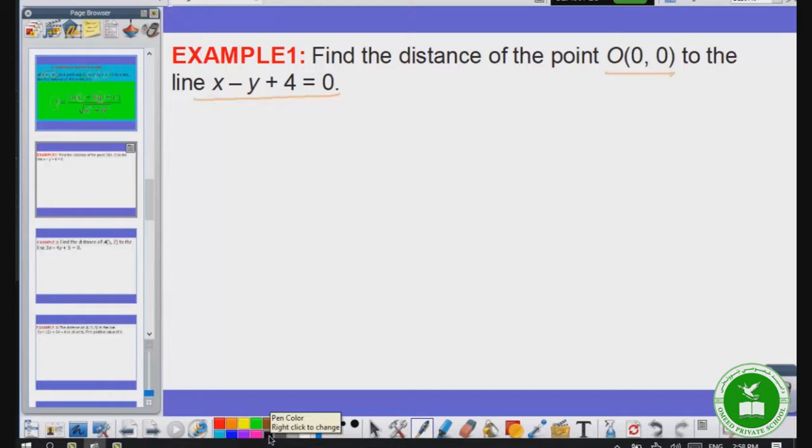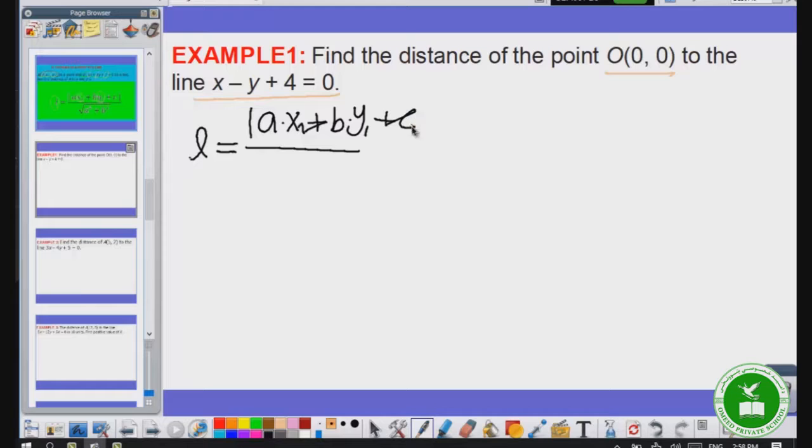Okay, we use that simple formula we just discussed. The formula was: distance is equal to the absolute value of A times x1 plus B times y1 plus C, divided by the square root of A squared plus B squared. Okay, this was the formula. Now we just put the values. We just plug in these given values.